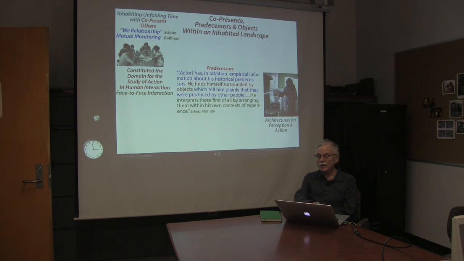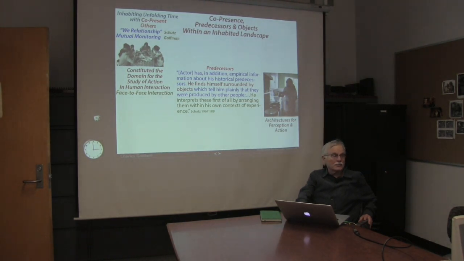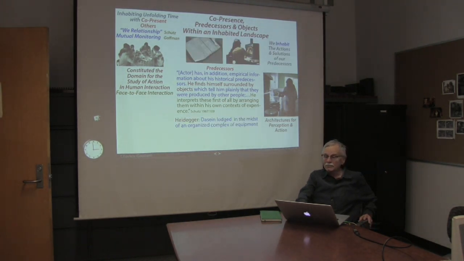So here's a mother and daughter in a kitchen. They've got frying pans, they've got stoves, they've got all this stuff that was produced by other people. Now, Schutz actually uses predecessors in intricate ways, and he makes a bunch of distinctions that I'm not making. I'm talking about how our actions are shaped by parties no longer present. Schutz argues he interprets them, like the frying pan, by arranging them within his own context of experience. So here the mother is teaching the daughter how to use the frying pan to make pancakes. And in this sense, we inhabit the actions and solutions of our predecessors.